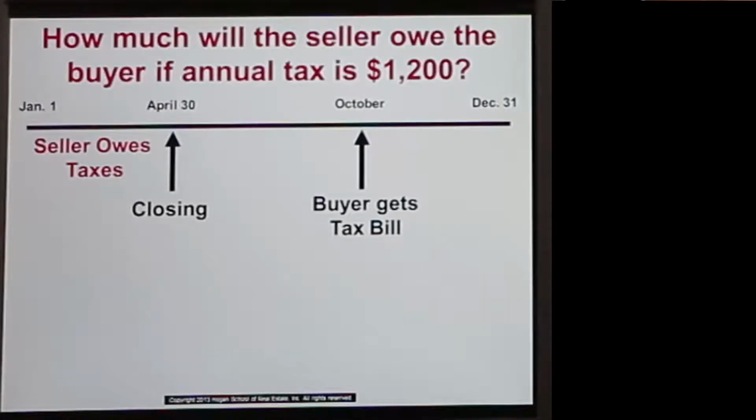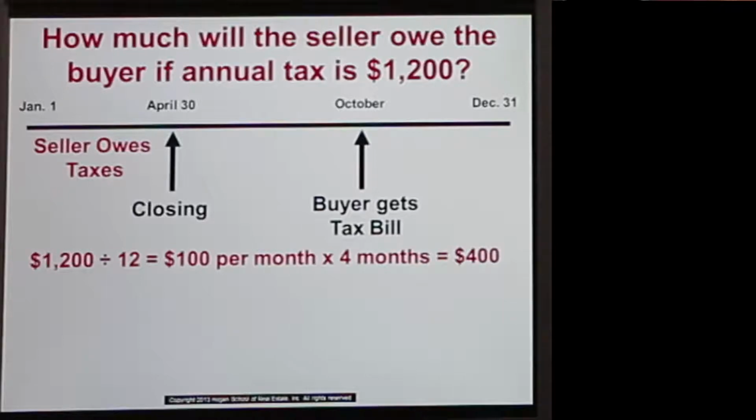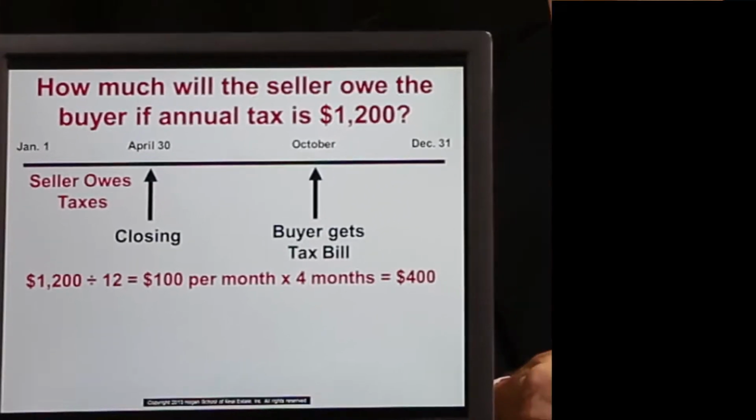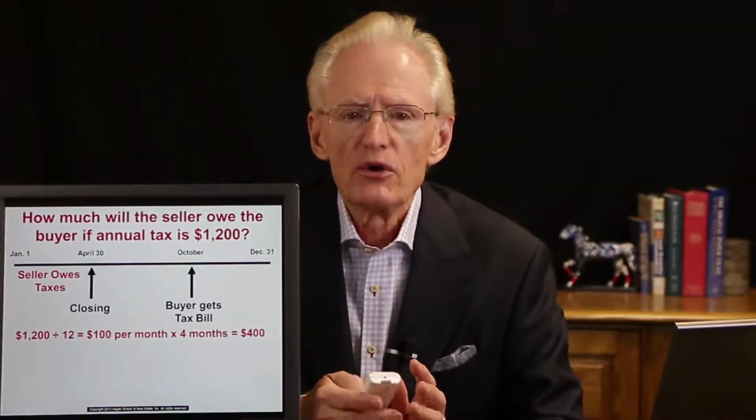So let's take an example. How much would the seller owe the buyer if the annual tax is $1,200? Well, let's see. $1,200 divided by 12, that's $100 per month. And the seller owes for 4 months, so that would be $400. And in this particular circumstance, the seller then would be charged $400 and the buyer credited with $400.